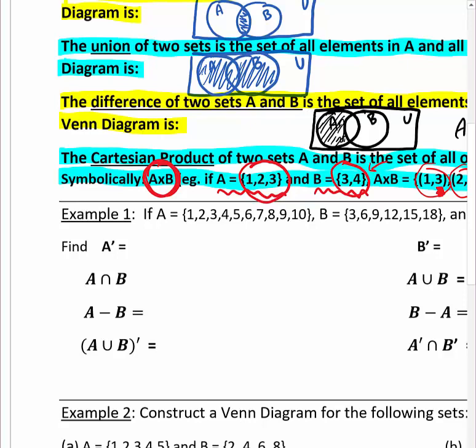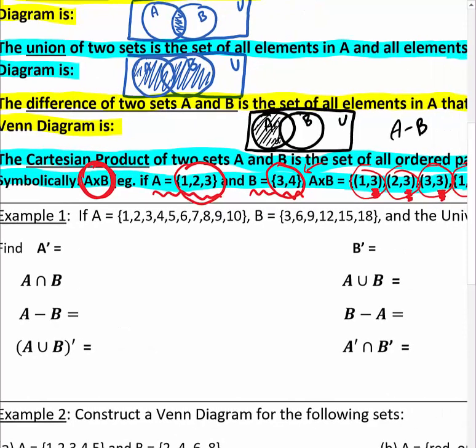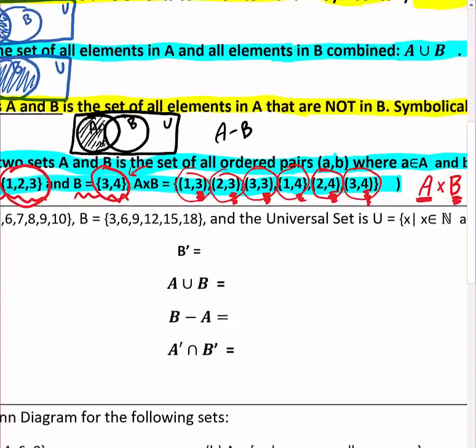Example 1 has a set A that contains all the natural numbers from 1 to 10. Set B contains multiples of 3 up to 18: 3, 6, 9, 12, 15, 18. And then, let's say there should be some kind of universal set that contains everything we're talking about.